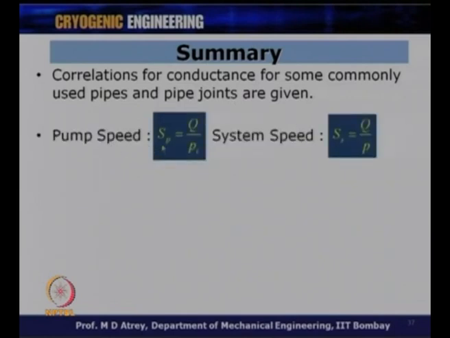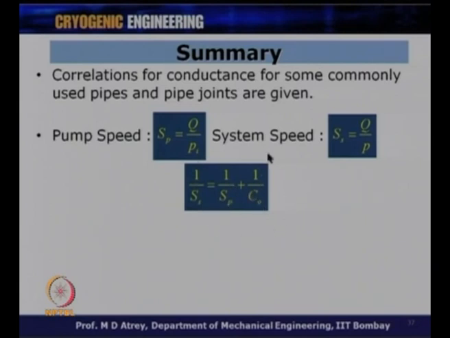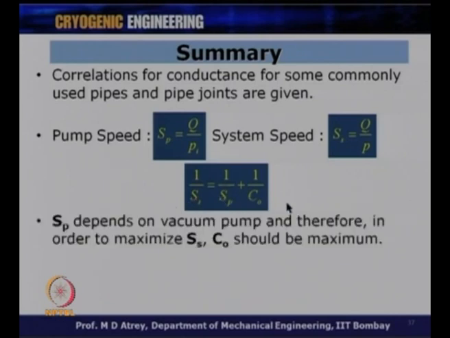We know that the pumping speed is given by SP, which is equal to Q upon Pi, and the system pumping speed SS is equal to Q upon P, where P is the pressure in the system, while Pi is the pressure near the vacuum pump. We also know the relationship between SS and SP: 1 upon SS is equal to 1 upon SP plus 1 upon C0, from where we understood that the maximum SS can be equal to SP if C0 is infinite. If conductance is infinite, SS can at maximum be equal to SP, but SS can never be more than SP.